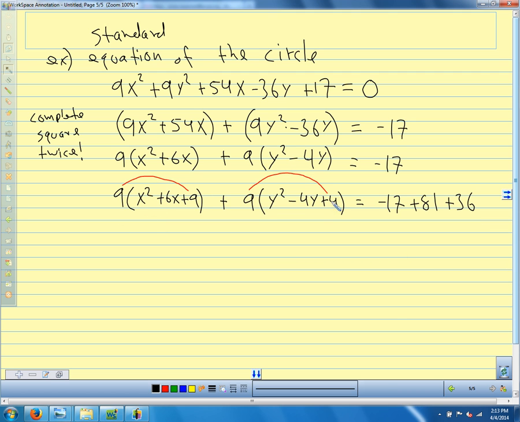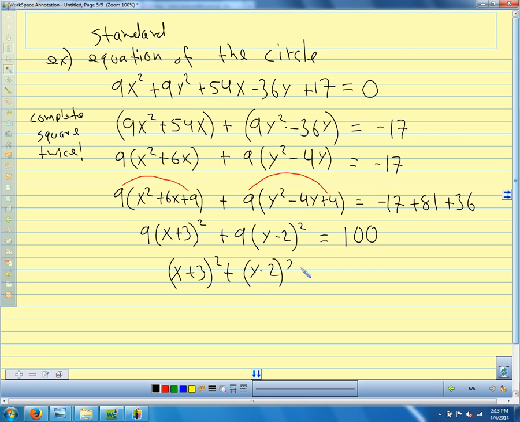And now each of these parentheses is a perfect square. So I get 9x plus 3 squared plus 9y minus 2 squared equals, and we add all these together and we get 100. So I'm going to say x plus 3 squared, divide by 9 now, plus y minus 2 squared equals 100 ninths. So I have a circle with center negative 3, 2, and radius 10 thirds.